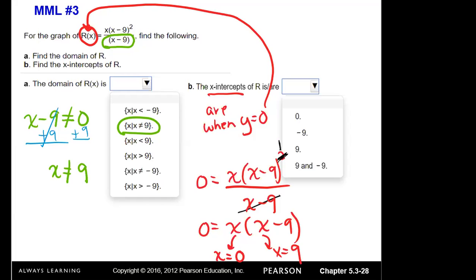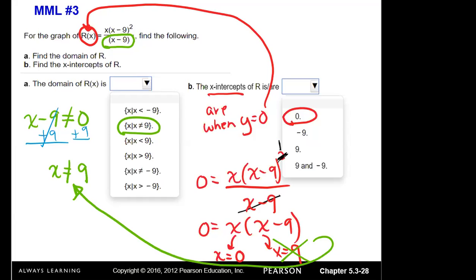But if you remember, x can't equal 9 because it's in the denominator also. So in theory, it can't be an x-intercept because x can't be 9. It means it's going to be an asymptote, not an x-intercept. So the only correct answer on part B is 0. That one you had to think about.